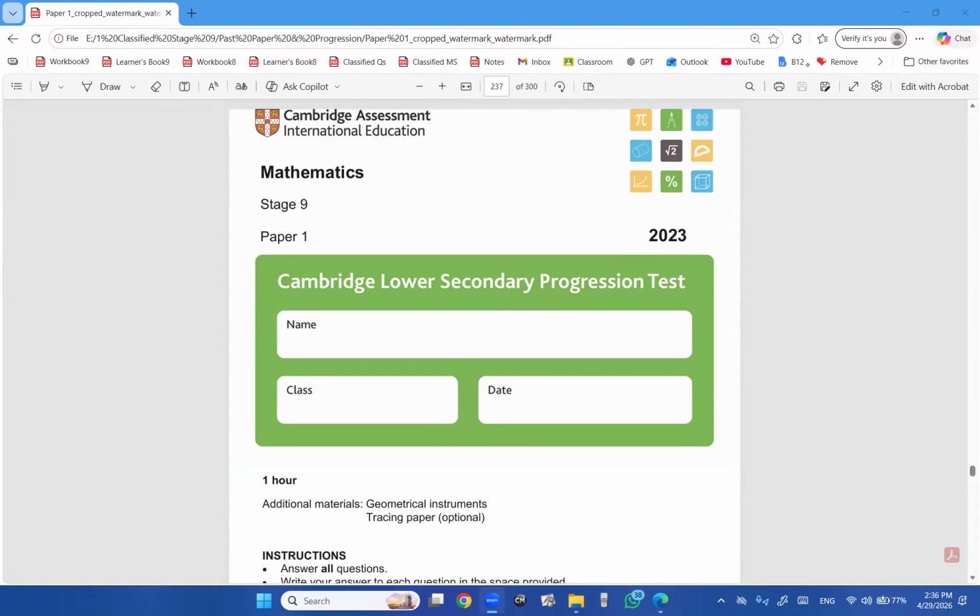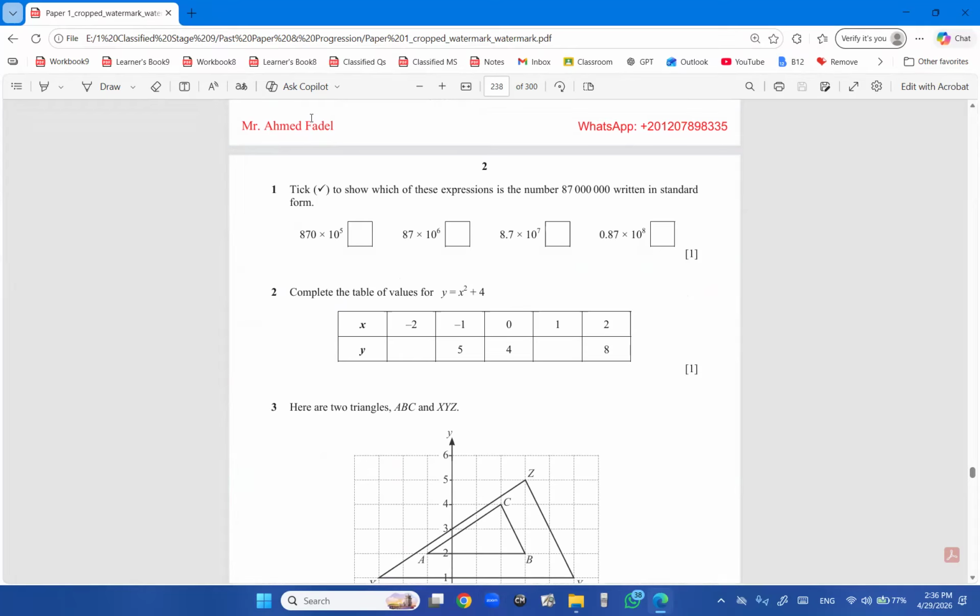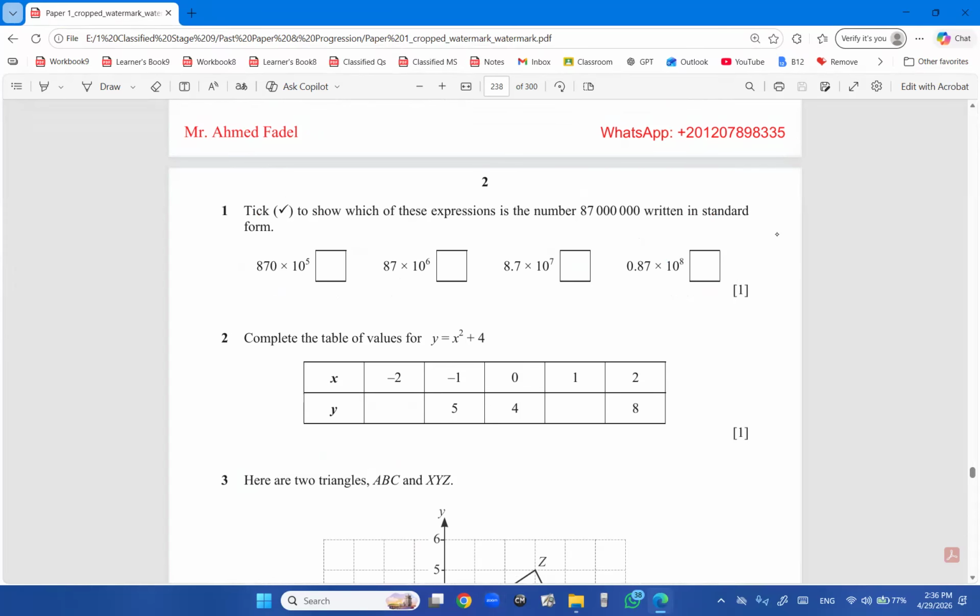And in today's video, we are going to discuss Progression Test 2023 Paper 1. The first question says, tick to show which of these expressions is the number 87 million written in standard form. In order to do that, we need to make sure that the number is between 1 and 10. So between 1 and 10, you're going to find that the only way to write this is 8.7. Then you multiply it by 10 to the power of... You're going to find in order to get this back, you need to multiply it by 10 to the power of 7. So 8.7 times 10 to the power of 7 is the correct answer.